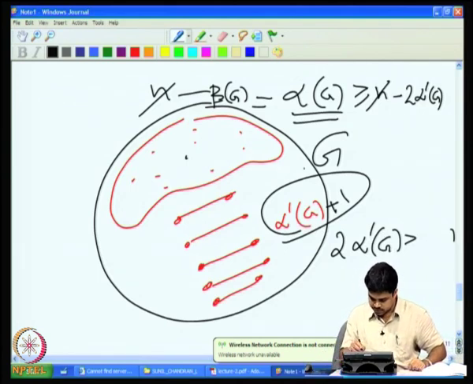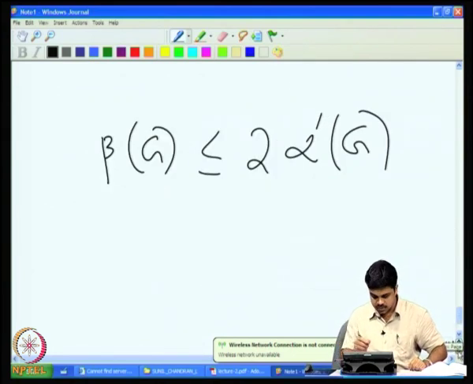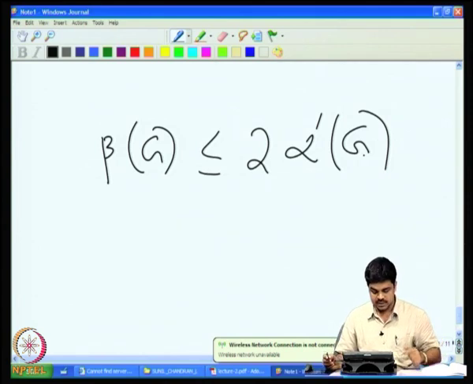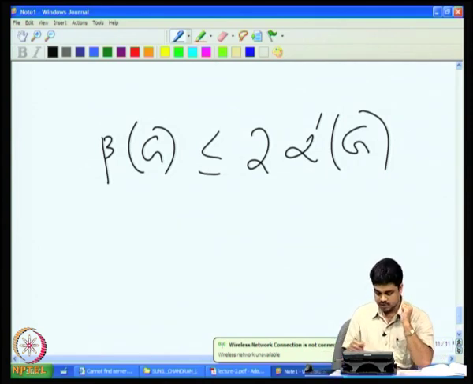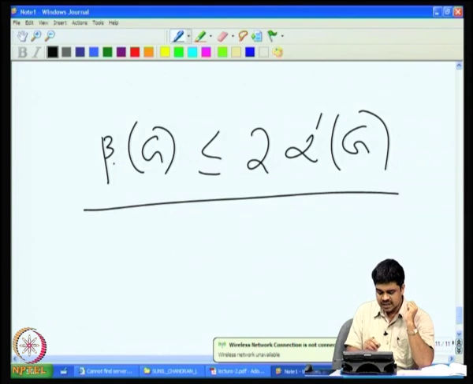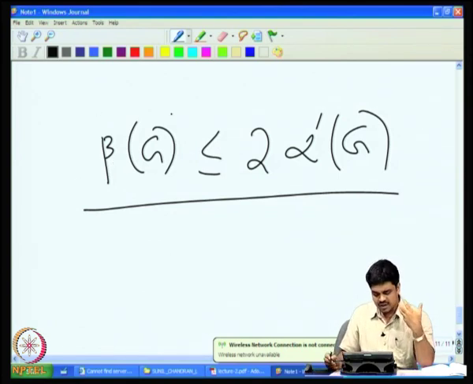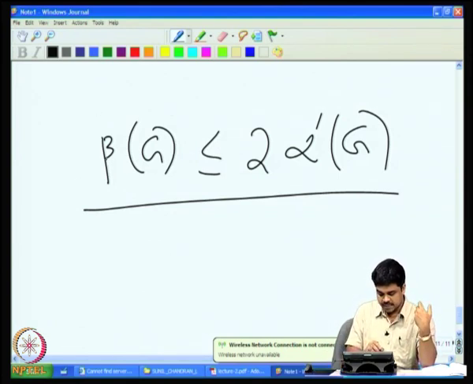When I rearrange this, I get 2 times alpha dash of g is greater than or equal to beta of g. But is there any natural relation between this beta and alpha dash of g?